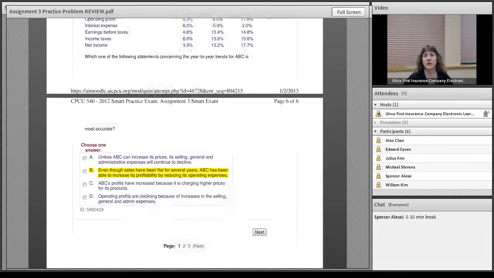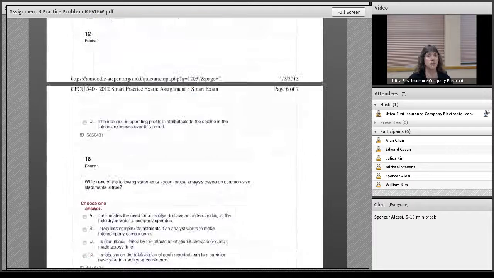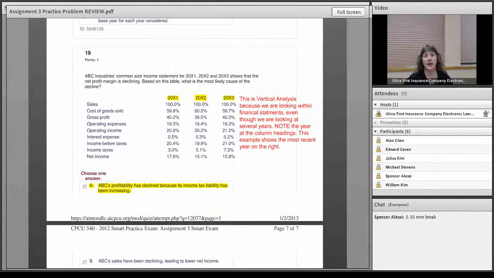I think there's one more. Yeah. Look at this one. Again, this is year 2 to 3, 3 to 4, 4 to 5. Another horizontal analysis. Well, what's the most current year? And see, this is an example here. See, on the other ones, we had the most current year was first. Here, the most current year is last. So I really want to encourage you to pay close attention.